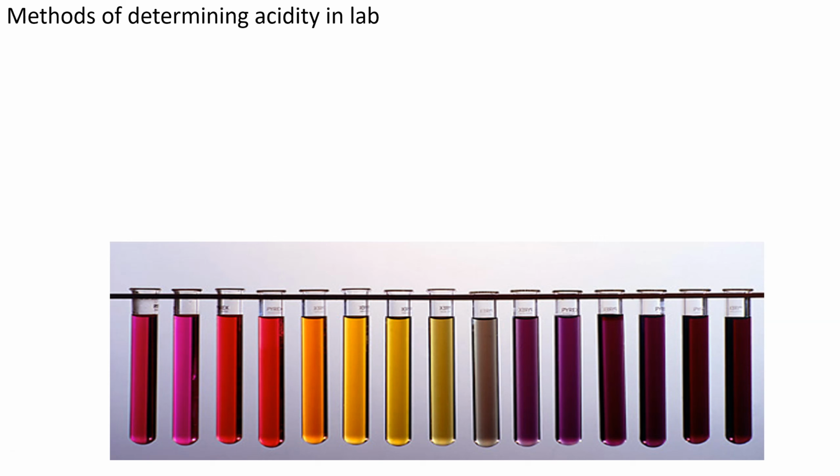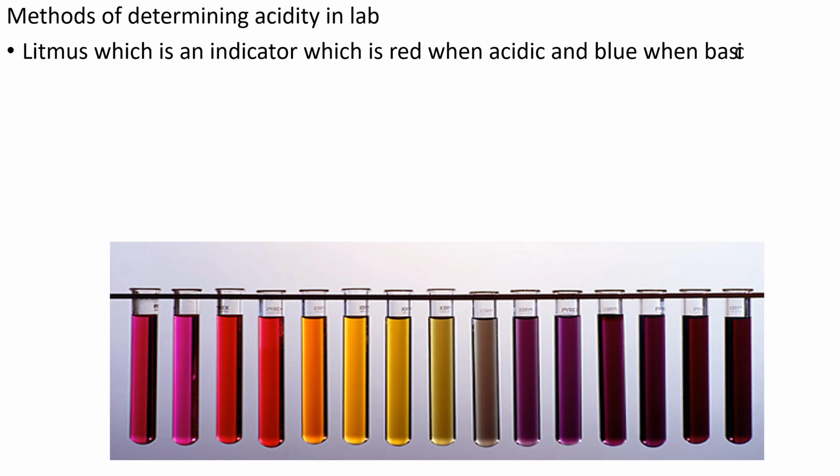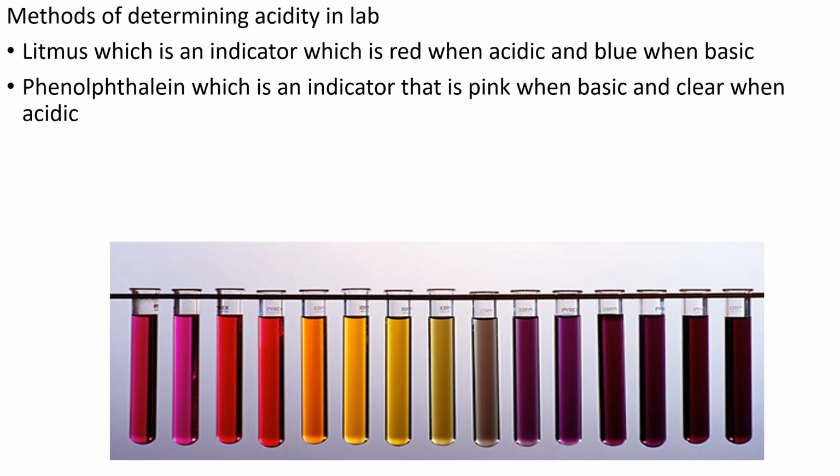All right, methods for determining acidity in lab. Litmus, which is an indicator you may have used in your biology class. It's a piece of paper. It turns either red or blue. If it's red, it's acidic. If it's blue, it's basic. Phenolphthalein is an indicator that is pink when basic and clear when acidic. That's the most common one to use for titration experiments.